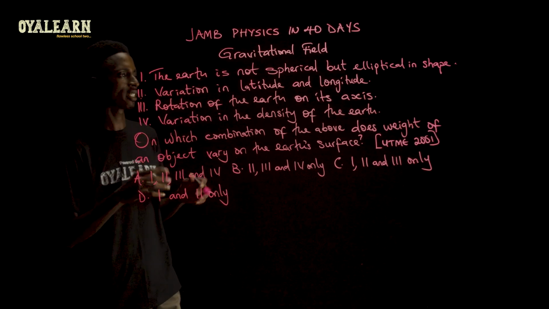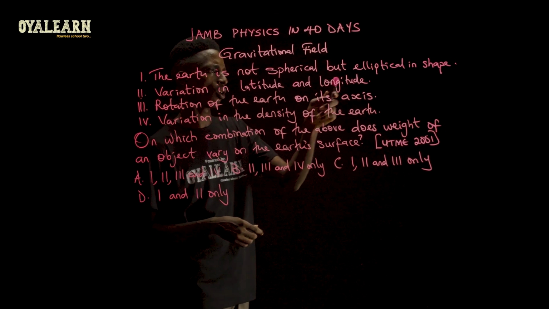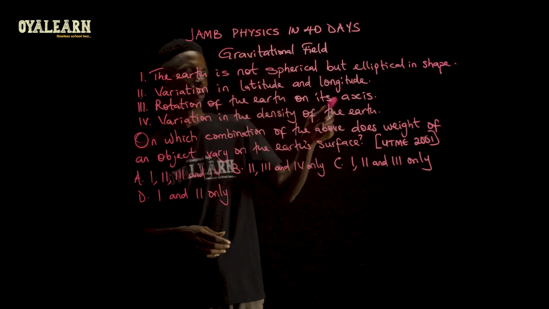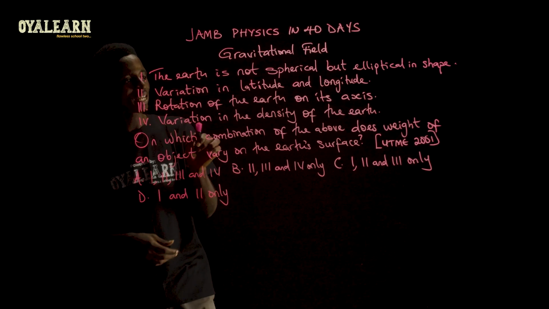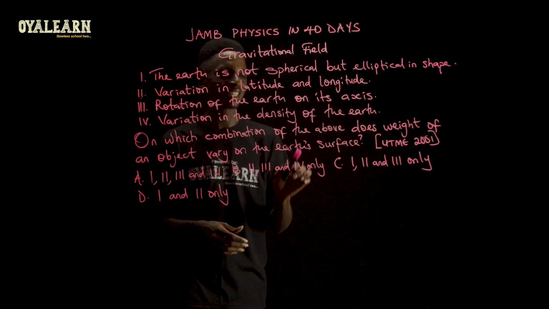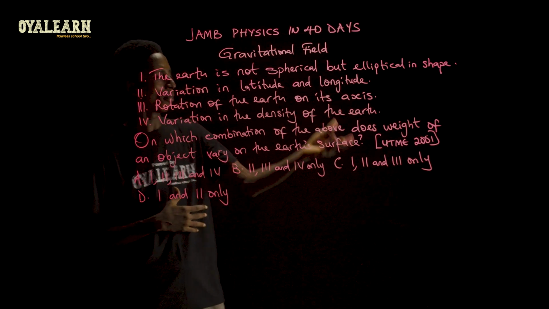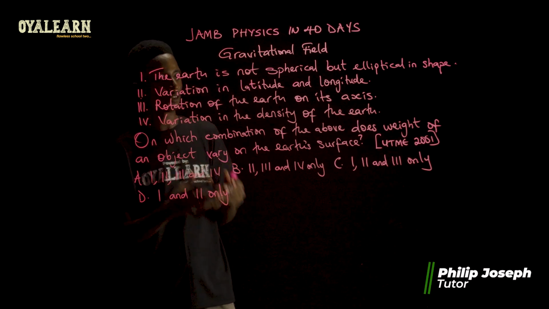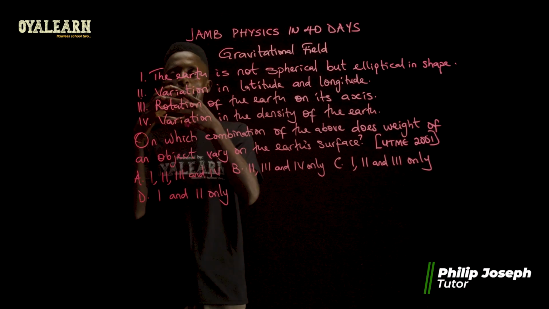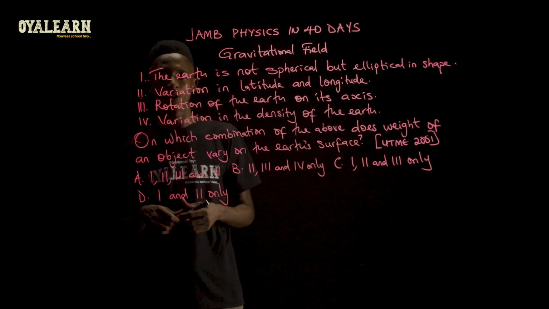This question starts with 4 statements. So let's read the statements. 1. The Earth is not spherical but elliptical in shape. 2. Variation in latitude and longitude. 3. Rotation of the Earth on its axis. And then 4. Variation in the density of the Earth. Now the question itself says, on which combination of the above does the weight of an object vary on the Earth's surface? So this question wants us to pick out which of these statements actually tells us why the weight of an object varies on the surface of the Earth.